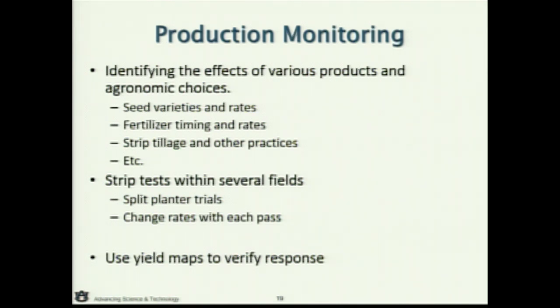There's a lot of things out there. But the interesting thing is, we can do split planter stuff today. I got a 12-row planter, 6-row header, and I can split that planter with A and B, harvest it separately, and very quickly have some good replicated answers for my farm about what that might mean. And then finally, change rates with each pass and just look at, do I get a response? So a lot of things you can do, but at the end of the day, that yield map can verify if a response exists or not. It's more knowledge in my pocket that I can use for the future.